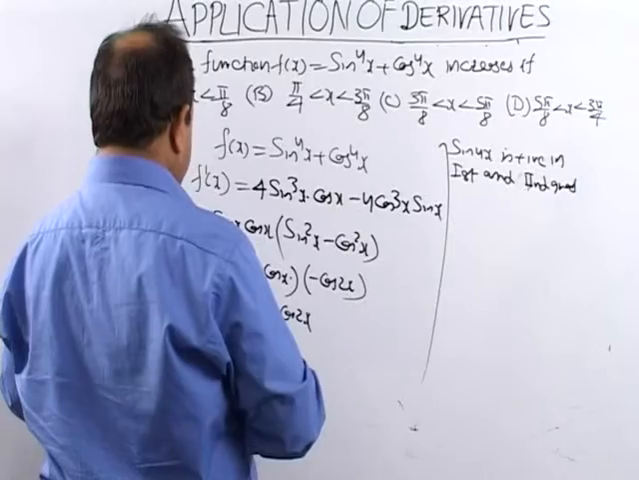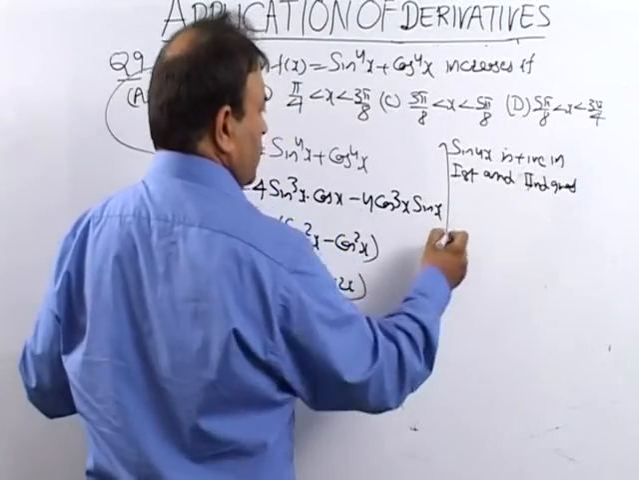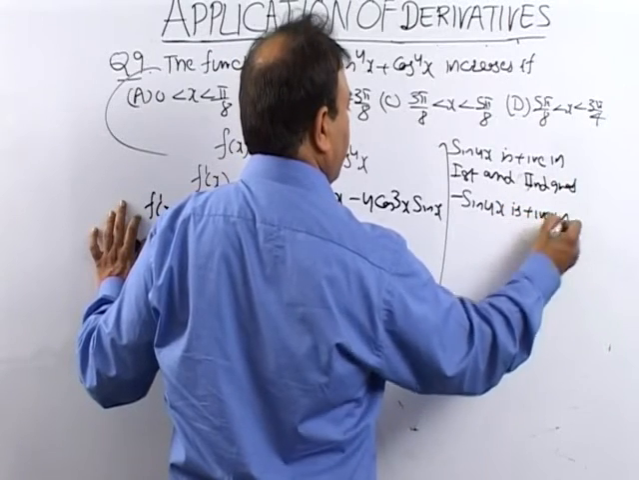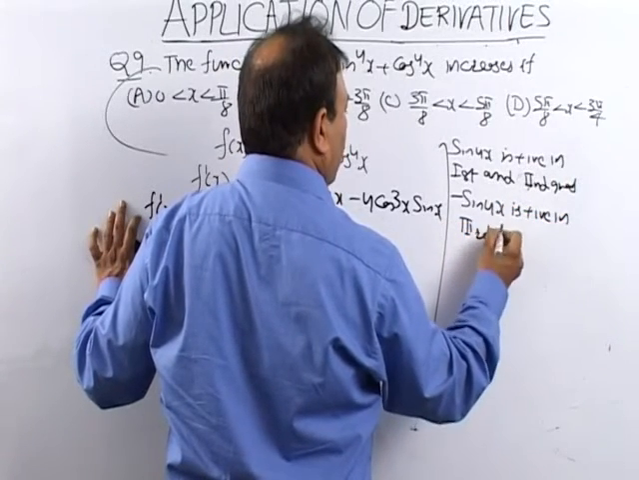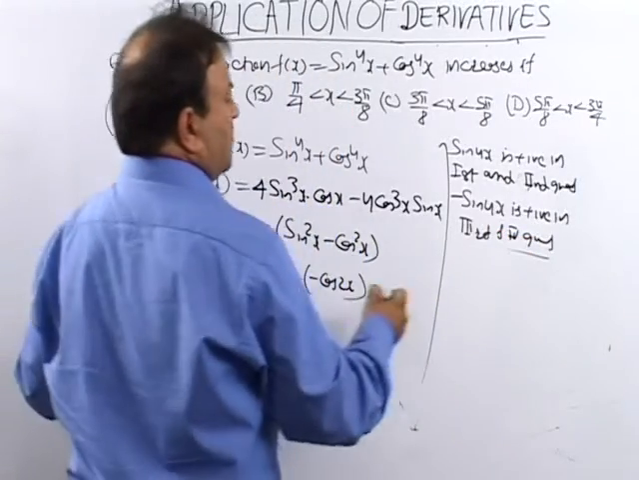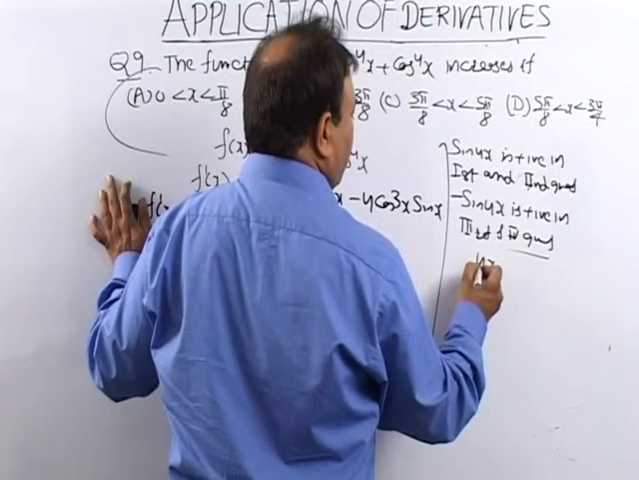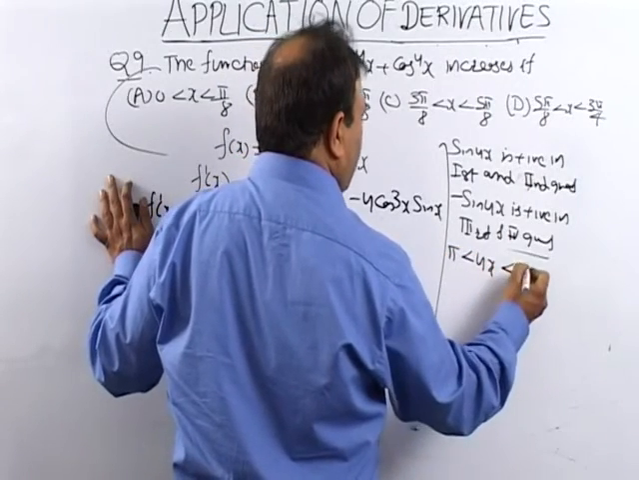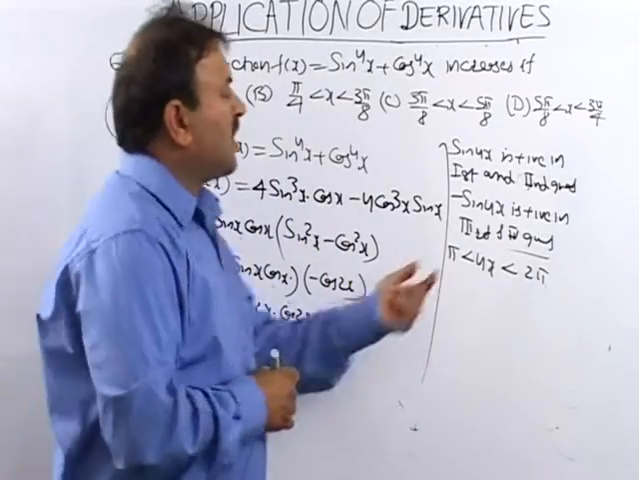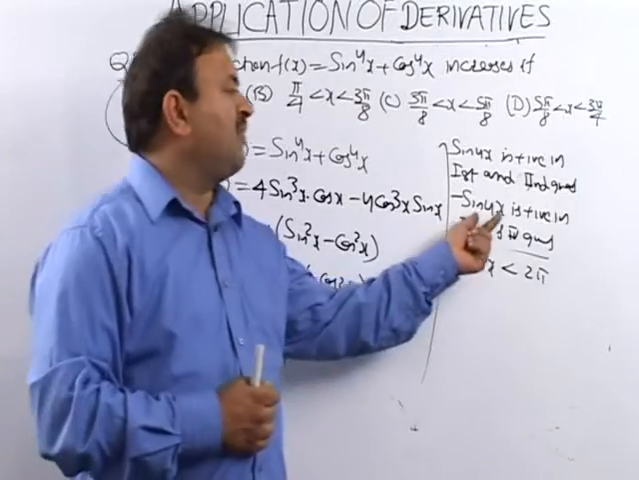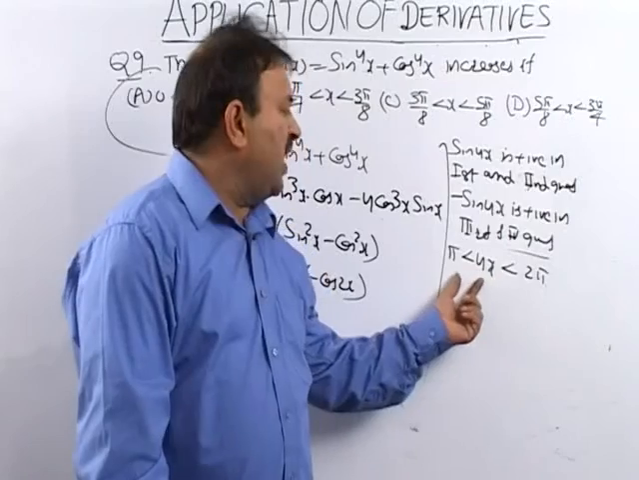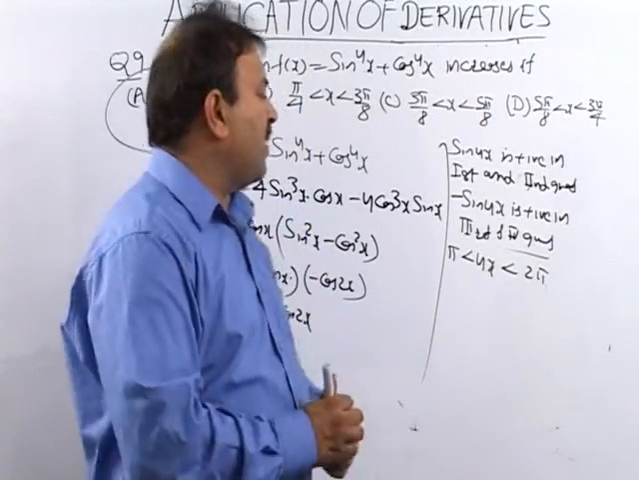Then I can say minus sin 4x. Minus sin 4x is positive in the third and fourth quadrant. That means 4x lies between pi and 2 pi. Because minus sin 4x will be positive when sin 4x is negative. And sin 4x is negative when 4x lies between pi and 2 pi.